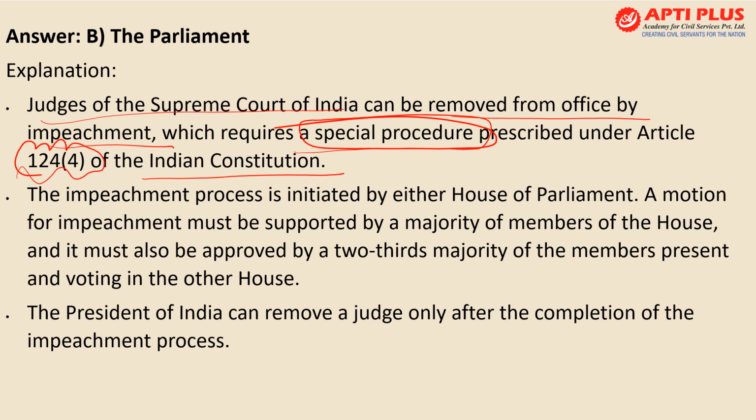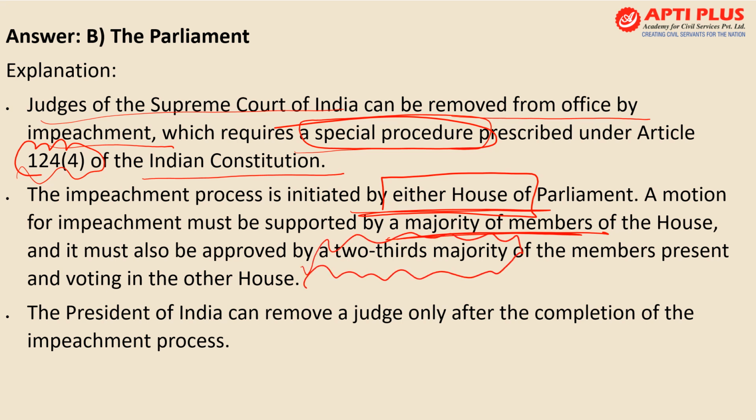The proceeding with respect to such procedure can be initiated in either house, whether Lok Sabha or Rajya Sabha, and it should be supported by a majority of the members of the house. And this majority is 2/3 majority of the members present and voting. That is your special majority. The president can remove a judge only after the completion of such impeachment process.